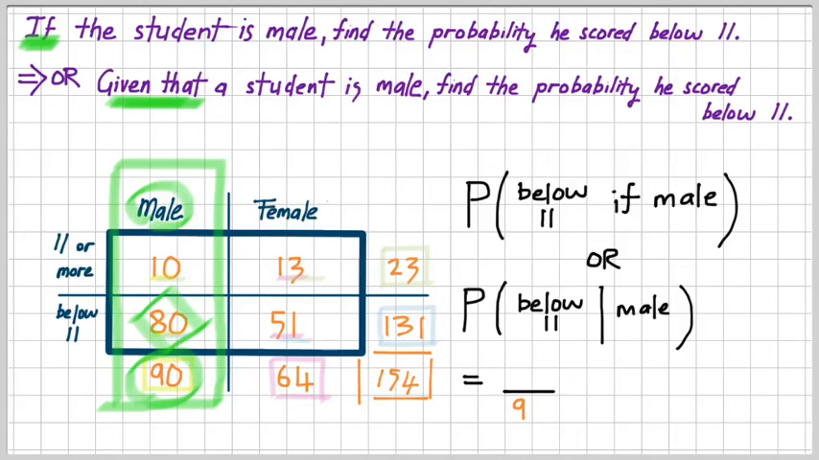So that equals, the total was 90, so that's the total number of people in the group, and we're looking at 80 as the number of males who scored below 11. So your probability is going to be 80 divided by 90, which gives us 0.8889 to 4 significant figures.